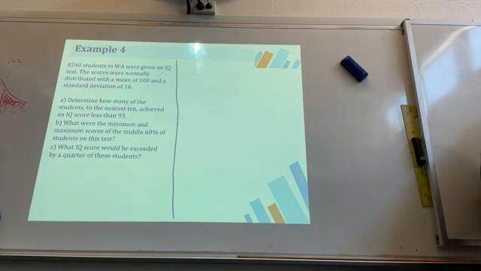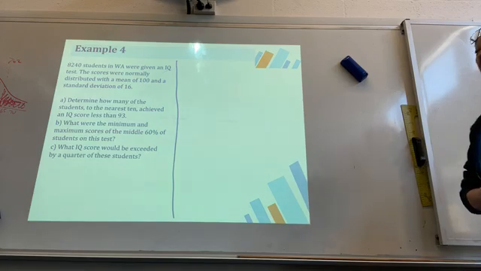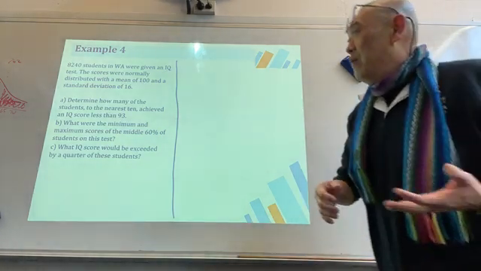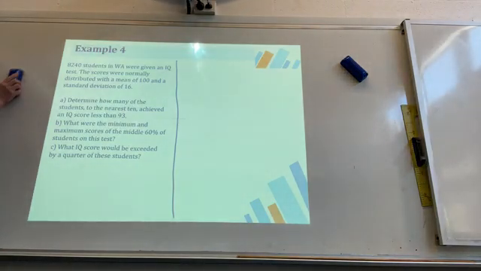8,240 students in WA were given an IQ test. The scores were normally distributed with a mean of 100 and a standard deviation of 16. Alright? So determine how many of the students, to the nearest 10, achieve an IQ score of less than 93. What would be the minimum and maximum score of the middle 60% of the students on this test? And what IQ score would be exceeded by a quarter of the students? So first thing you need to do is, of course, define.